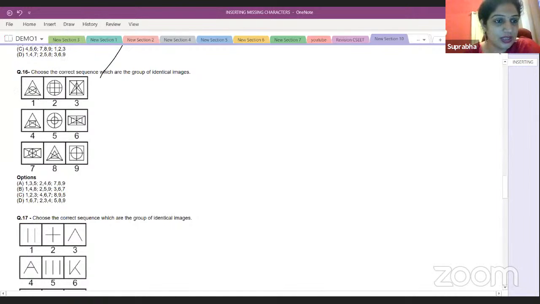So here, if I have to take this picture 1, it combines with 4, and 4 combines with 8. So 1, 4, 8 has similar pictures. Similarly, if I take this one, 2, 5 and 9 are the same, and 3, 6 and 7 are the same. So 1, 4, 8, 2, 5, 9, 3, 6, 7. So the answer is B.